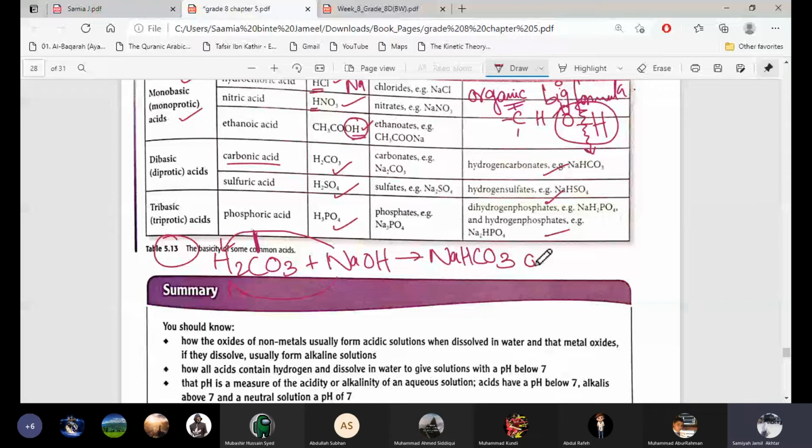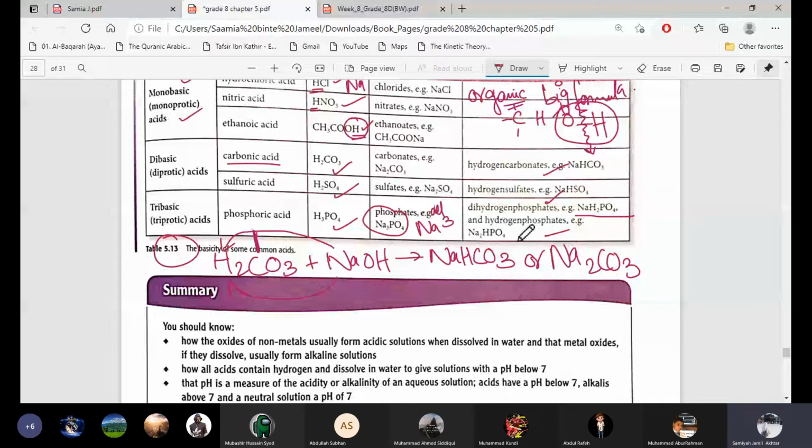Here phosphoric acid is also written. When sodium replaces all three hydrogens, it will be Na3PO4, sodium phosphate. If sodium replaces only one hydrogen, two of them will remain with PO4, so it will be sodium dihydrogen phosphate. Metal name will always come first. And if sodium replaces two hydrogens, one will remain here with PO4, and two sodiums will take two hydrogens' place. It will be sodium hydrogen phosphate.